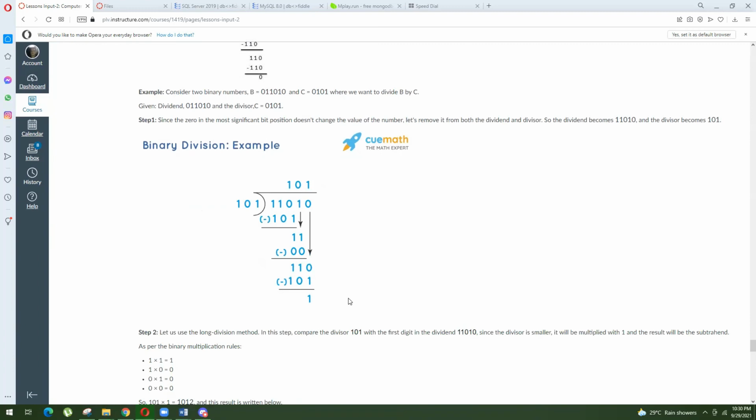Again, this is another example. We have here 110 is greater than 101. So that's true. So 1 times 101. The answer is 1. Okay, bring down the next number. So that's 11. 11 is greater than 101. So that's false. 0 times 101 is 0. 11, bring down 0. So 110 is greater than 101. That's true. 1 times 101, 110 minus 101. The remainder will be 1. Okay.